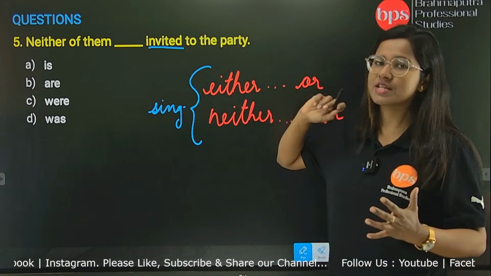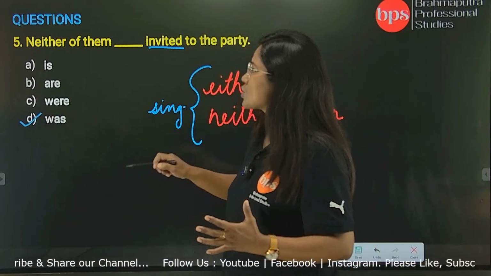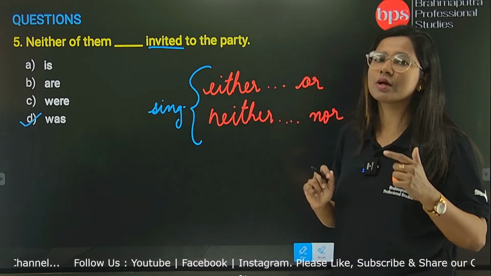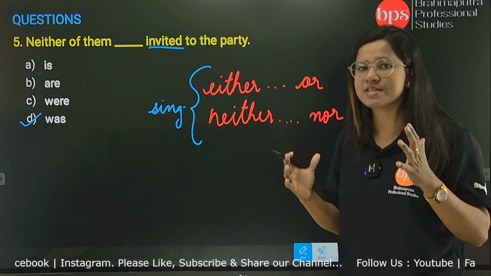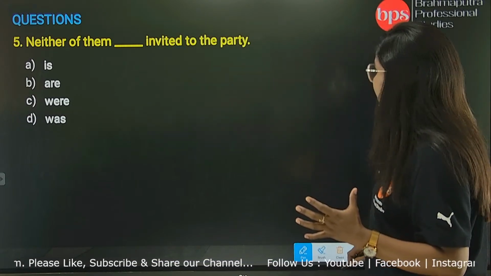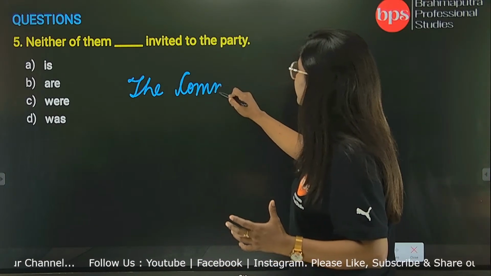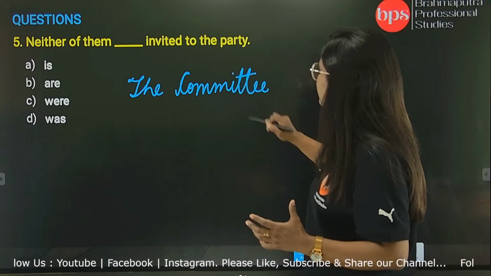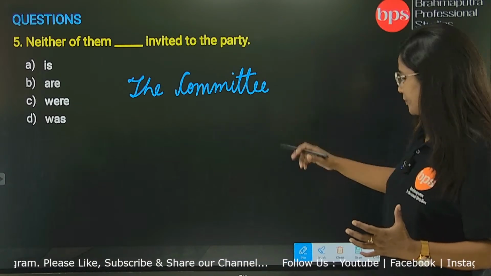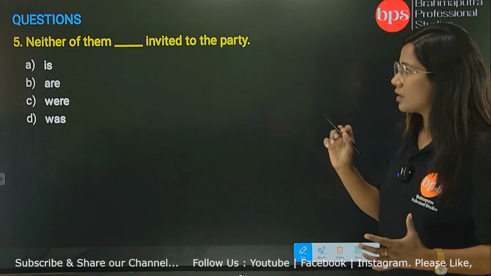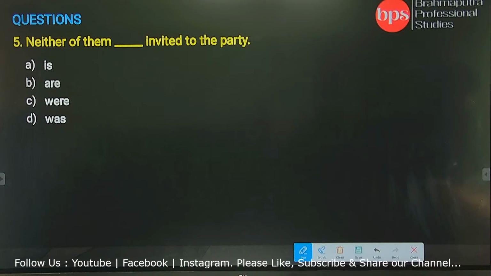One more thing, that is the tense. When it is invited, we cannot put is, we have to put was. So neither of them was invited to the party. But one more thing here we need to add is, whenever there is the concept of the thing like the committee, what we put, the committee, or the thing like, one more thing, one sentence I just want to add here because it is very important for you all to understand.